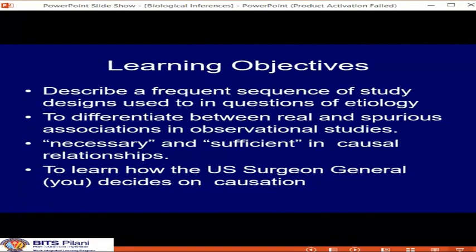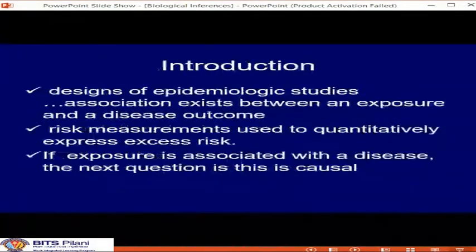Third, when do we say that something causes something? Currently, we have a newer understanding. Some things may be necessary to cause disease. Something may be sufficient to cause disease. Fourth and finally, how do some other countries deal with it? The example I've taken is the US Surgeon General, who has to make decisions about whether smoking causes lung cancer, whether some new drug is safe or not. How do they make the risk-benefit relationship? So that's what we're going to cover in the next hour or so.